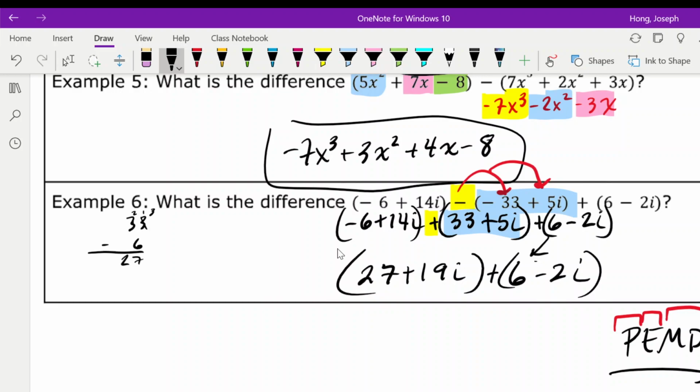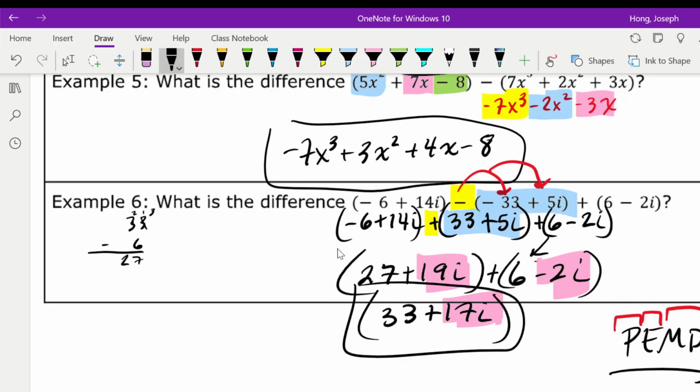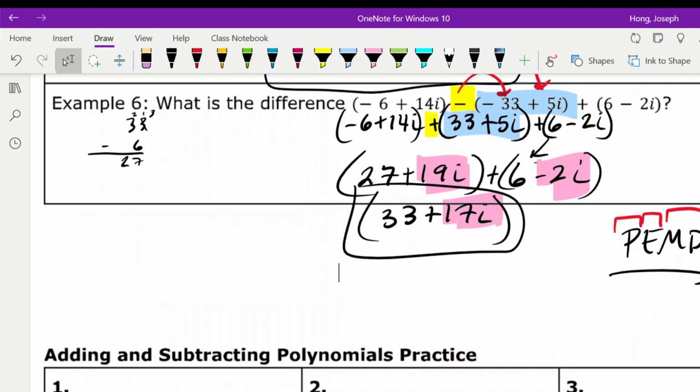Combine like terms one last time. This is going to be back to 33 plus 17i because I combine like terms. 19 minus 2 is 17. So in conclusion, I got 33 plus 17i as my final complex number for number 6.